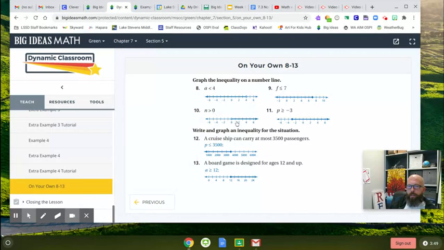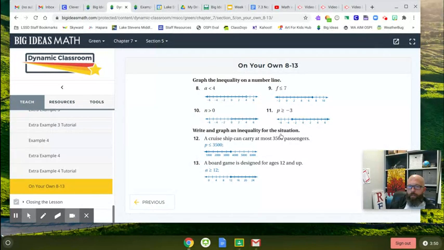N is greater than 0. Open circle because it's greater than, not equal to. And everything that's greater than 0 should be shaded in. P is greater than or equal to -3. So we have -3 here. Closed circle because it could be equal to. And everything greater than -3 should be shaded in.